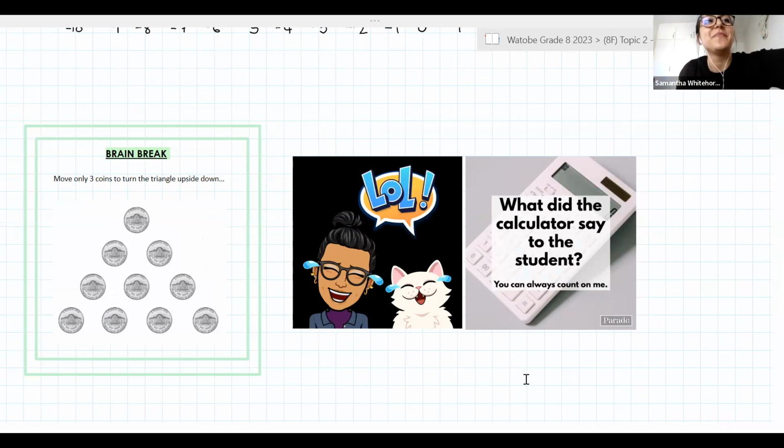Okay, guys, so these brain breaks, we'll do it differently every now and then, but basically try it. If you have an answer for us, you can put it in the chat or you can raise your hand. We love having you guys raise your hands to explain how you've done these brain breaks or these puzzles. We like to hear your voices. So I'm going to give you a minute or two to think about it. Which coins can we move? And remember, it's only 3 coins can we move to turn the triangle upside down.